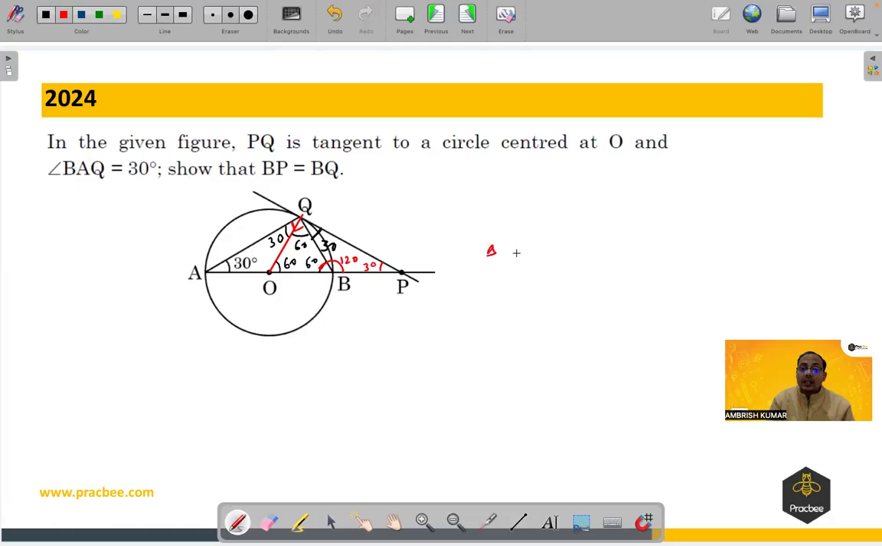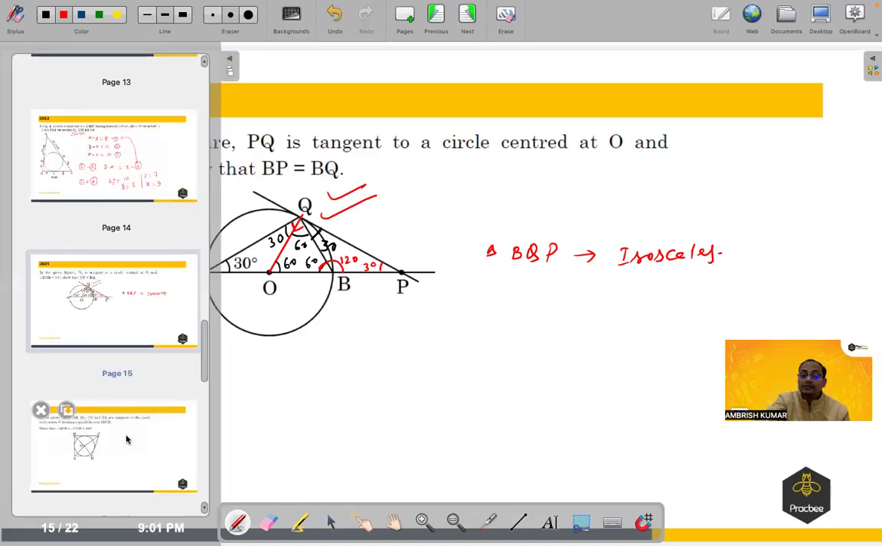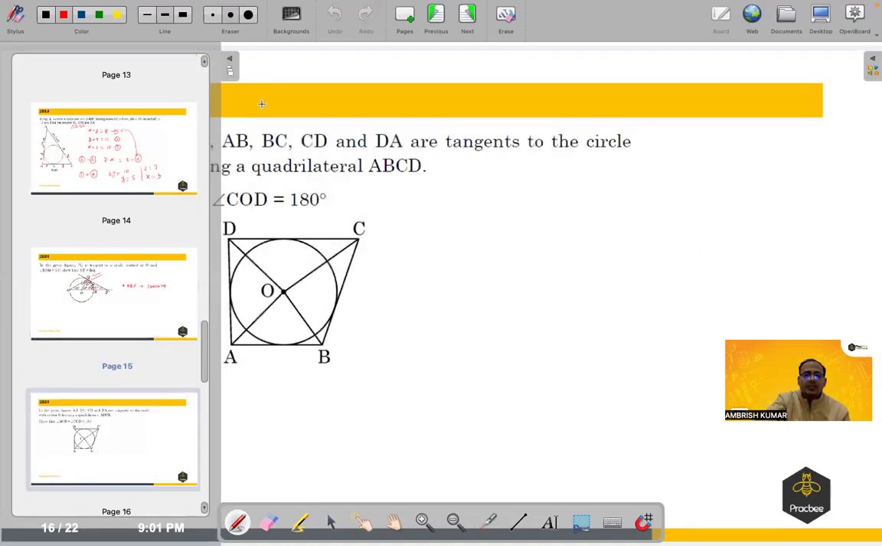So look, triangle BQP becomes isosceles with angle BQP equals BPQ. Therefore, BQ has to be equal to BP. This is exactly what we have to prove, right? That's it. Look, this question was asked in 2024, right? Okay, getting to the next question.